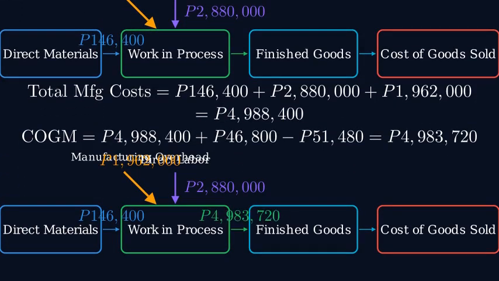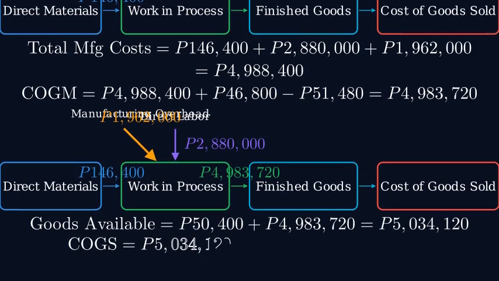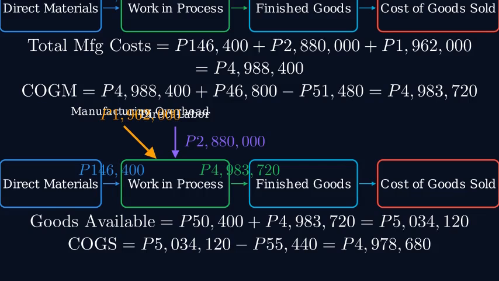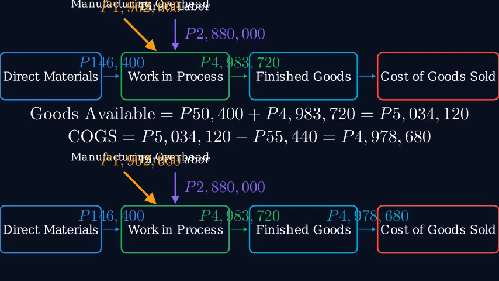Finally, cost of goods sold. Goods available for sale equals beginning finished goods plus cost of goods manufactured. Cost of goods sold equals goods available for sale minus ending finished goods. That equals 4,978,680 pesos. We show this moving from finished goods to cost of goods sold.